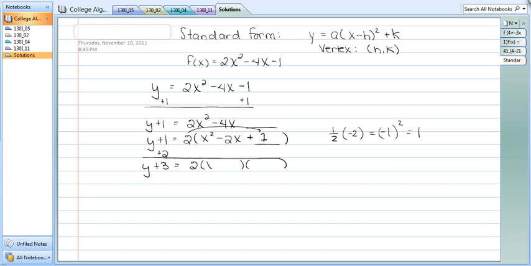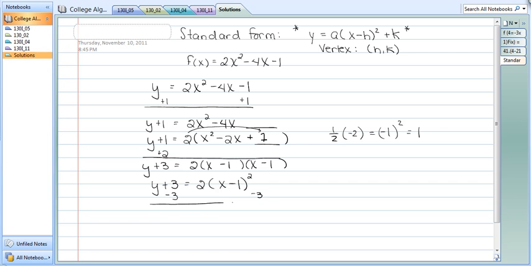so I should be able to factor it into something times itself, and in this case it's going to be x minus 1 times x minus 1. If I condense that down, it becomes x minus 1 squared, or taken twice. And then to finish out the form that we're trying for here, that standard form, I'm going to move the plus 3 back over to the other side by subtracting 3 both sides of the equation. So I end up with y equals 2 times the quantity x minus 1 squared minus 3.